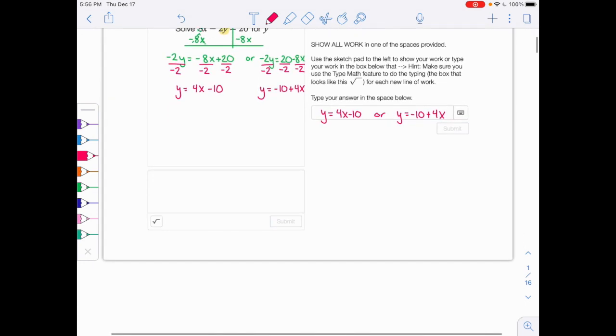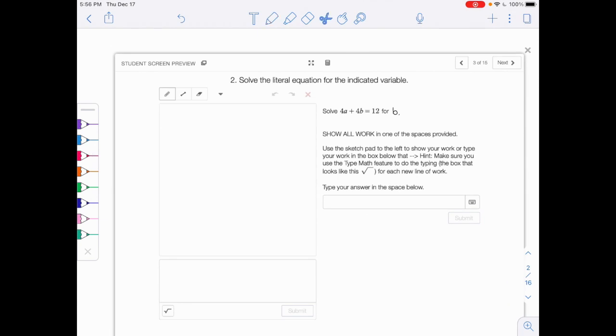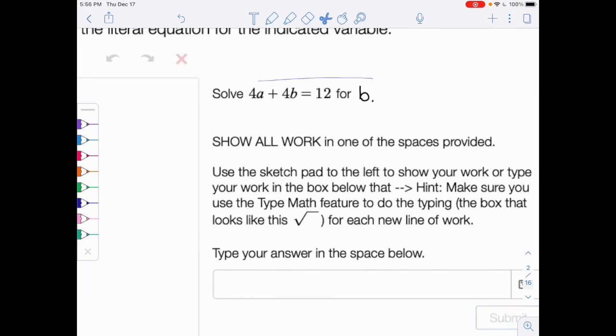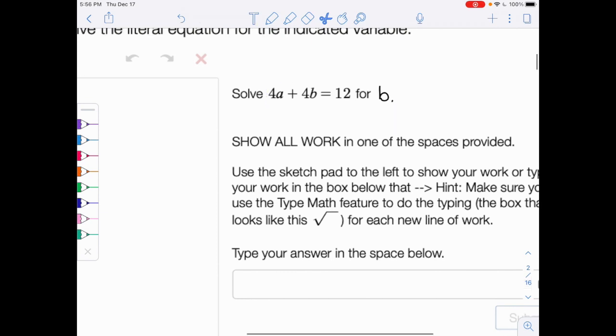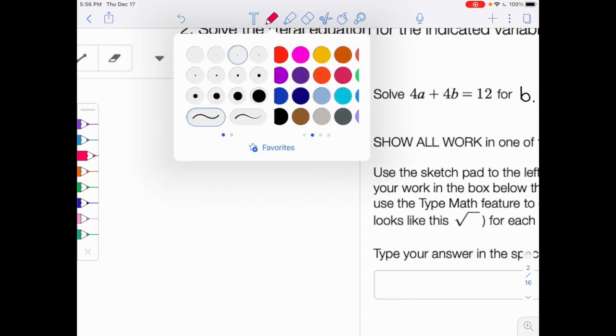On the next page, we have another literal equation. This one, I'm going to copy and paste. So we have 4a plus 4b equals 12, and they want us to solve for b.